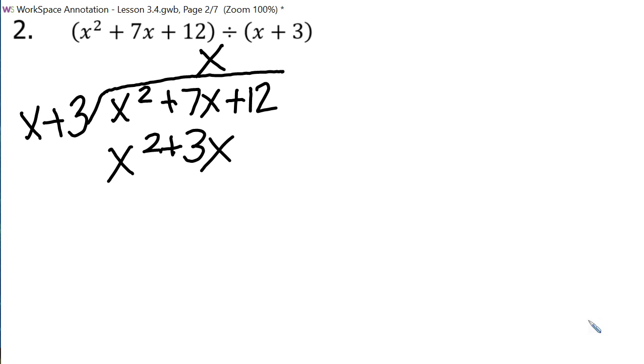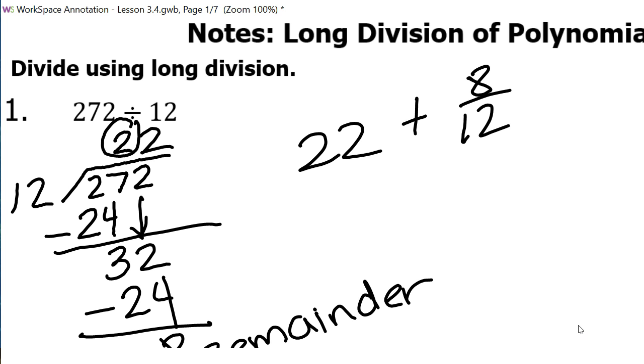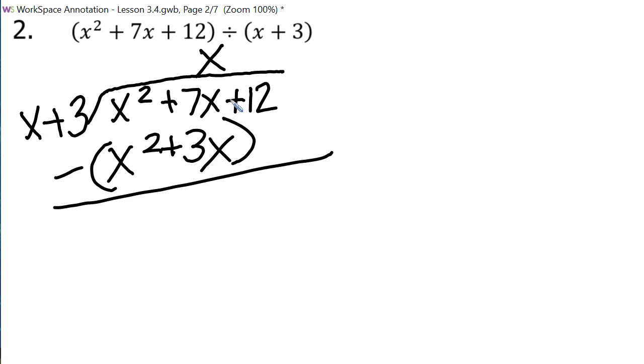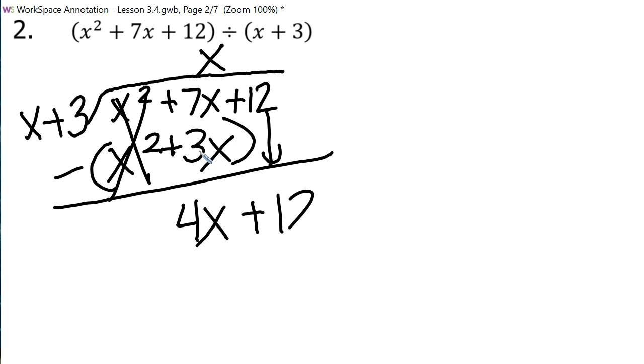So after we got that 24, what did we do with that 24? We subtracted it. So both of those need to be subtracted. So we put them in parentheses, so I remember both of those get subtracted. So when I subtract, what is x squared minus x squared? 0. What is 7x minus 3x? 4x. You always need to keep two terms. So the plus 12, bring it down.